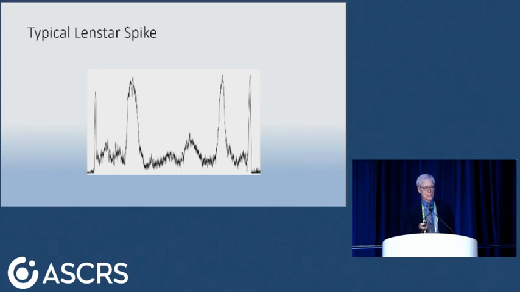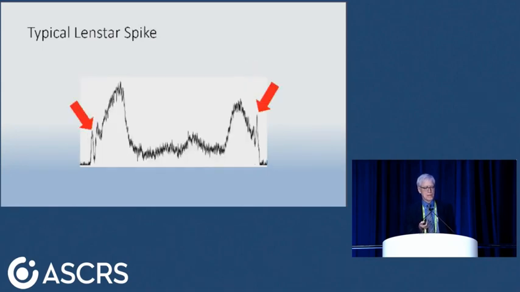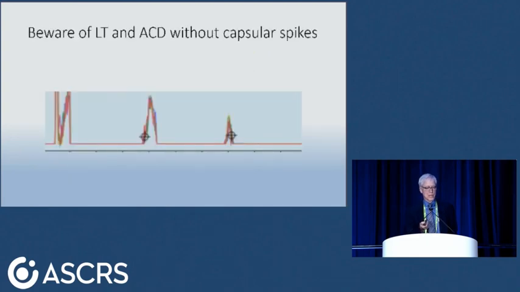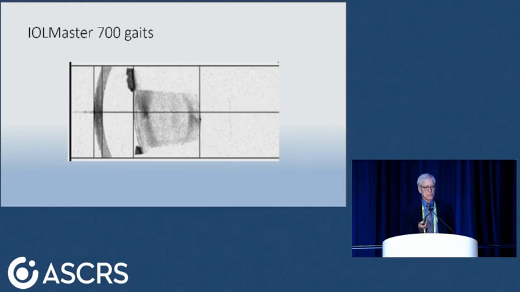A typical Lenstar trace has these spikes at the front and the back for the capsule, and you should see those on your machine. They're not here. If you don't see them, beware. I'll come back to what you do in a second.